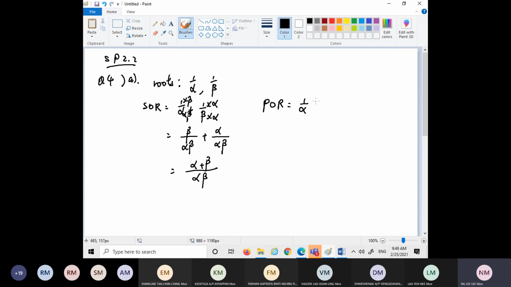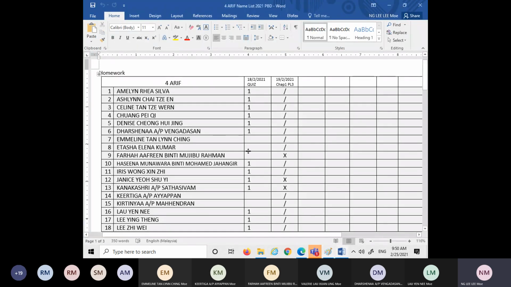So 1 over alpha times 1 over beta. This one is quite simple. Numerator times numerator, 1 times 1 you get 1, denominator times denominator, alpha beta. Again, you see alpha beta is here. So part A is solved. Now we come to part B. I have to give Emmeline one mark here.